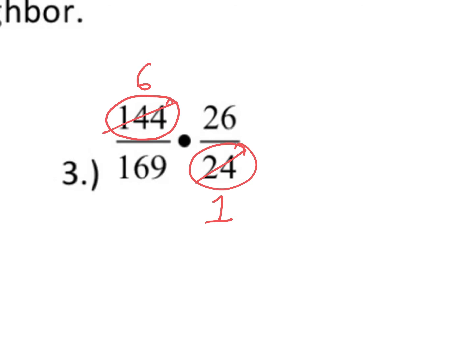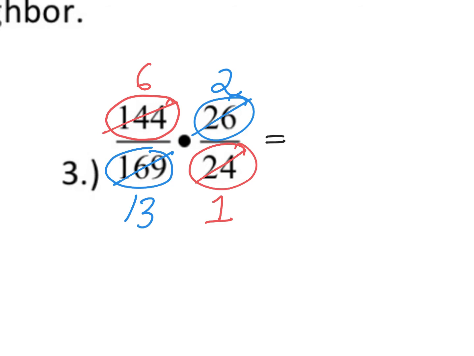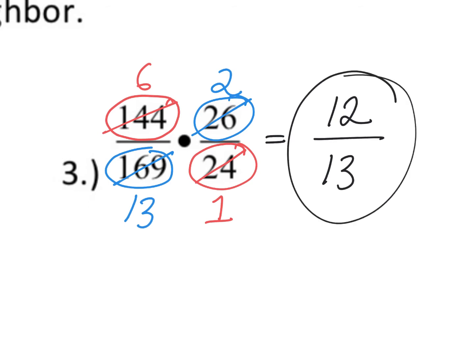That is a huge idea for today's lesson. So do you see what I did there? I reduced out across the diagonal the common factor of 24. Can anybody tell me what I would reduce out of my other diagonal? 13. Nice. It is 13. 13 goes into 26 twice. 13 goes into 169 13 times. And now I can multiply straight across the top, straight across the bottom, and I didn't need to use a calculator. 6 times 2 is 12. 13 times 1 is 13. So 12/13 is the answer to that problem.